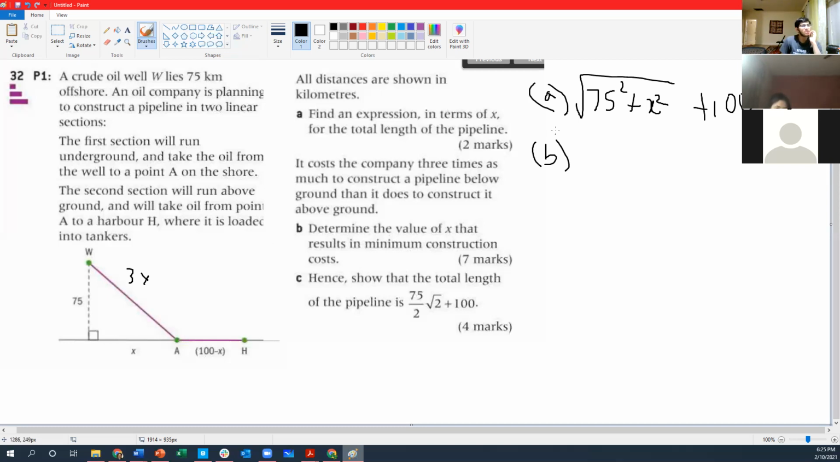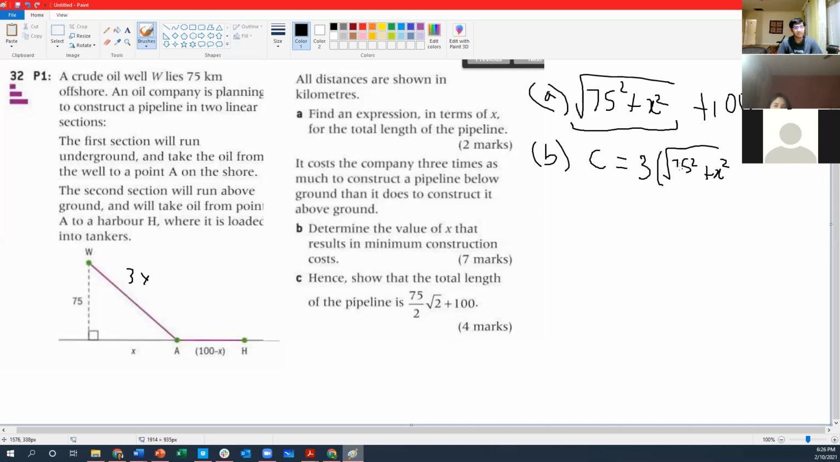So what would be the total cost? If we had to represent the total cost, what would it be? It costs 3 times as much to construct a pipeline below ground than it does above ground. So WA is below ground and AH is above ground. Okay, so you would do the cost as a function. It's 3 times the cost of the above ground, but the way you would have to think of it is it's 3 times the square root of 75 squared plus x squared, right?